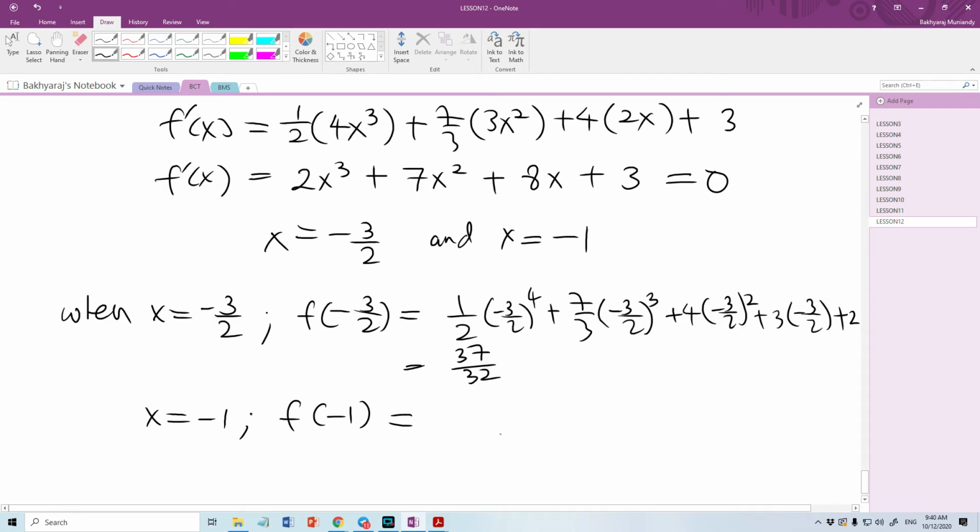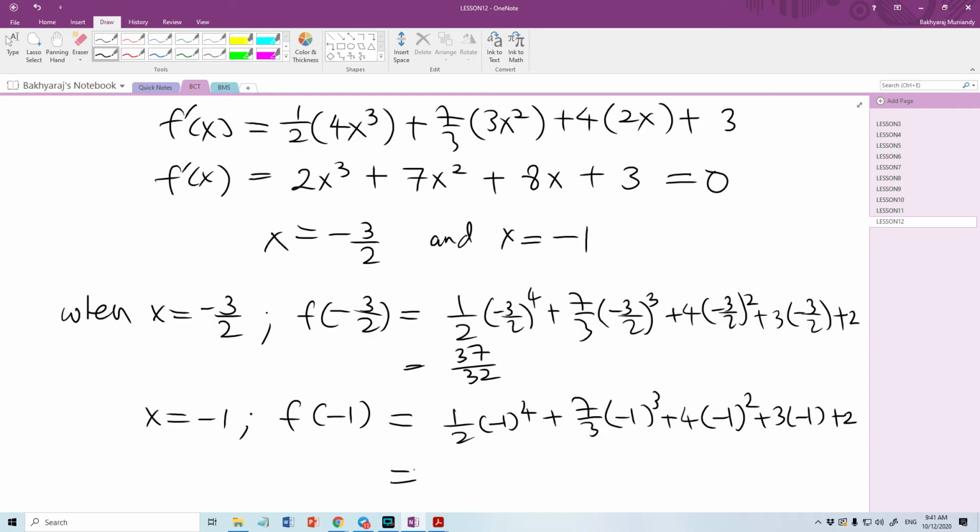Same goes to your second part, which is negative 1. 1 over 2 times negative 1 power of 4 plus 7 over 3 times negative 1 power of 3, and then behind is negative 1 power of 2 and negative 1 plus 2. What is his answer? Anyone? Siapa-siapa nak bagi jawapan? You get? Yeah, correct. 7 over 6. Very good. So you dapat 7 over 6.